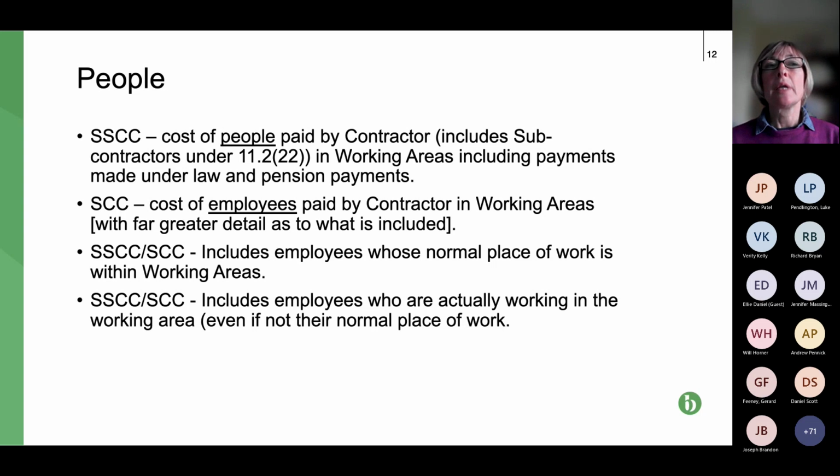So first of all, how does the shorter schedule and the schedule differ? Shorter schedule is slightly briefer. So if we look at that second bullet point, the schedule of cost components allows to cover the cost of employees paid by the contractor in working areas. And then it says with far greater detail as to what's included. So there are 2 key points here. The cost of employees, so that's the far greater detail in the schedule as opposed to the shorter schedule.